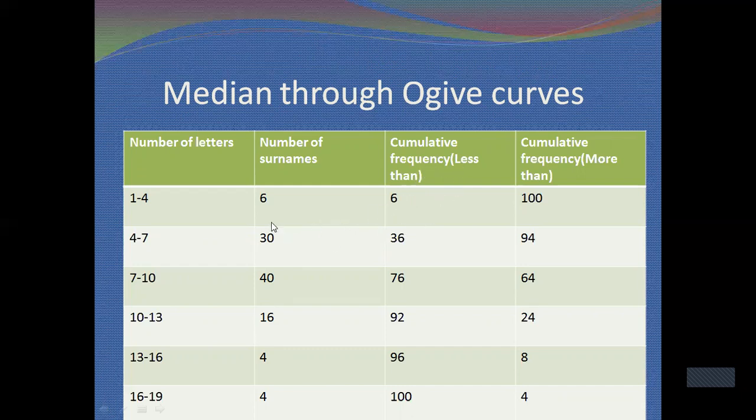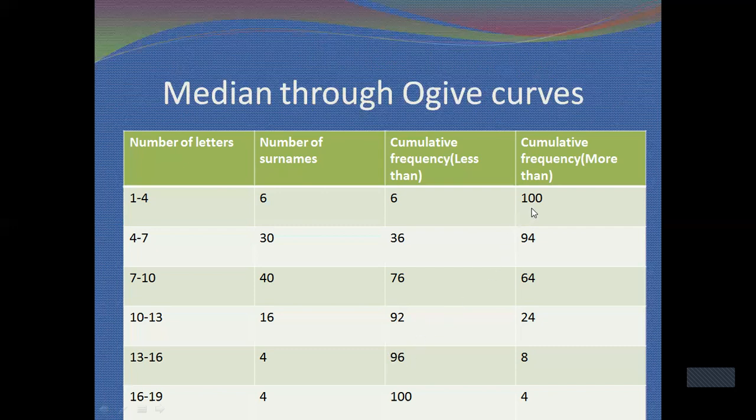Less than type means you know that first, write 6 as it is. 6 plus 30, you add, you will get 36. 36 plus 40, that is 76. 76 plus 16, that is 92. 92 plus 4, 96. 96 plus 4, 100. This is the less than cumulative frequency.